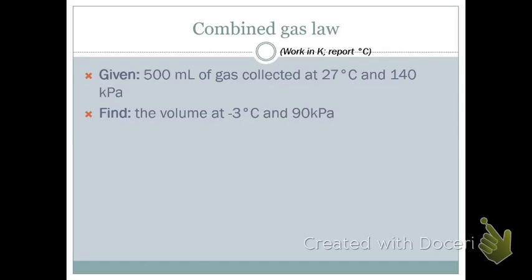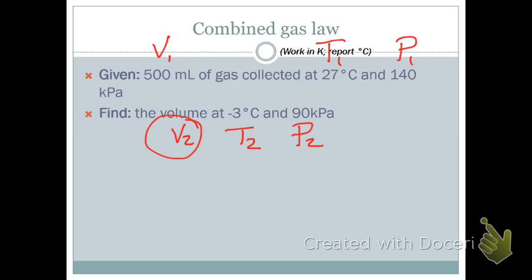Okay? We can see from our given that we have a volume in condition 1, we have a temperature of condition 1, and we have a pressure of condition 1. In condition 2, we don't know the volume, so we know we need to find that. But we do have a temperature in condition 2, and we have a pressure in condition 2. So what we're going to need to do is first we have to make sure our temperatures are workable.